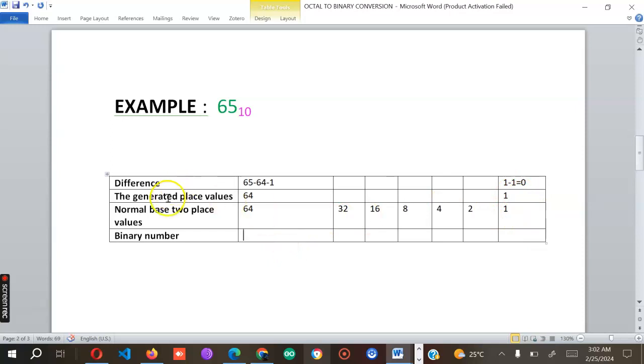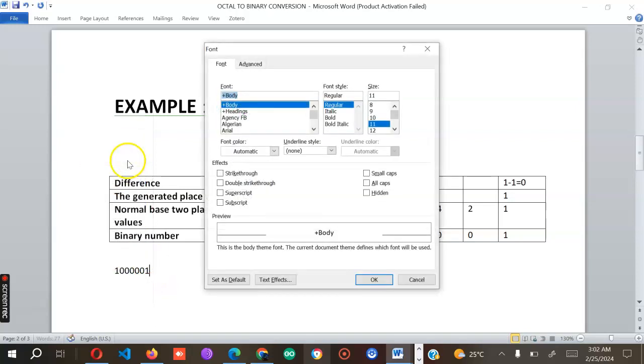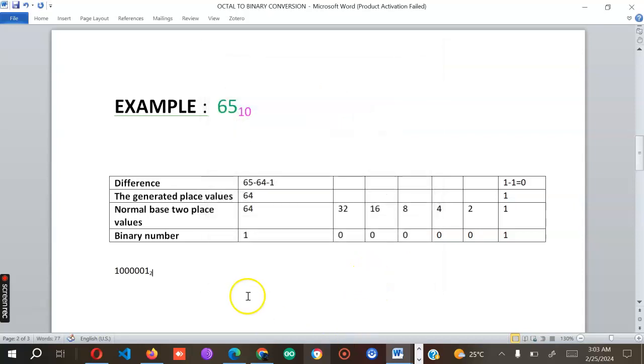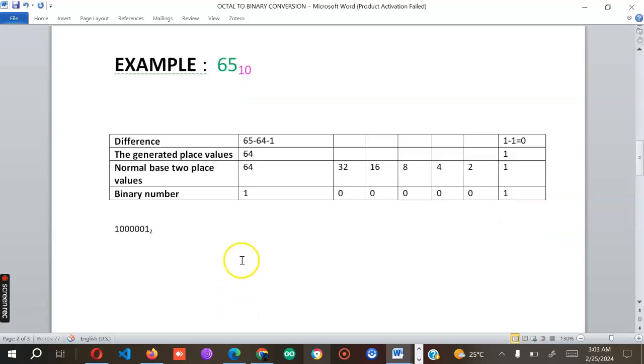So remember the rules. If the number appears on the generated value and the normal value, it is supposed to give you 1, the same as this one. But if it appeared only on the normal base 2 place value, it's only supposed to be 0, 0, 0, 0, 0. So the final answer for my case will be 1, 0, 0, 0, 0. So we are supposed to have 5 zeros, 5, 1. Then the base 2. So that is our answer for 65.